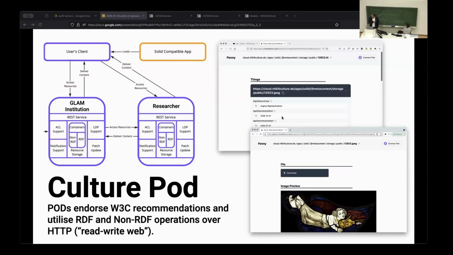In NFDI4Culture, we've already experimented with that a bit. I like medieval stained glass, and of course, this is medieval stained glass in a SOLID pod. And the interesting thing is that since it's linked data, once we put in the images, we also have the metadata, which is in RDF in the Corpus Vitrearum, also in the pod. And that's a very interesting concept, in my personal opinion.